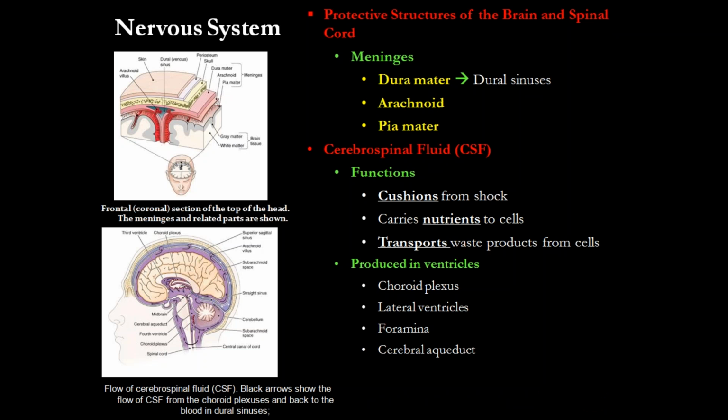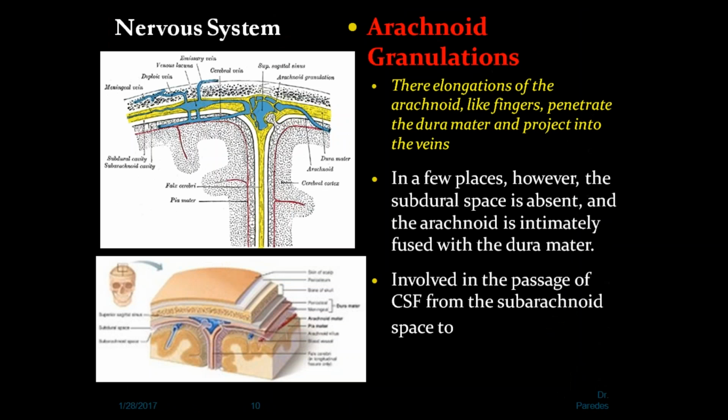Okay, so we have the meninges. Meninges are the dura mater, arachnoid, and pia mater. Those are covering the central nervous system completely. When I say meninges cover the whole central nervous system, it means covering the brain and the spinal cord inside.